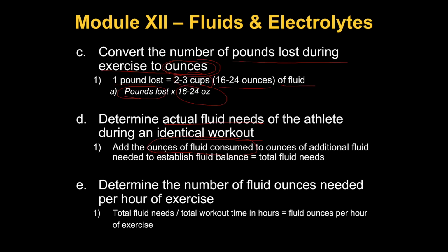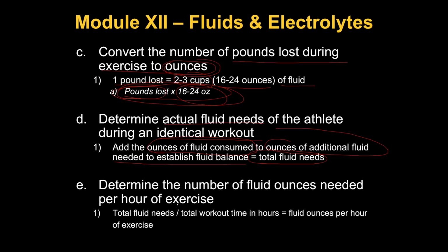And so you want the number of ounces of fluid to be added to the ounces of additional fluid needed to establish fluid balance. So basically here what you're going to do is see how many ounces of fluid they drank and add that to the fluid that they lost through their body mass evaluation. And so that then becomes the total fluid need that they would need in order to maintain euhydration.